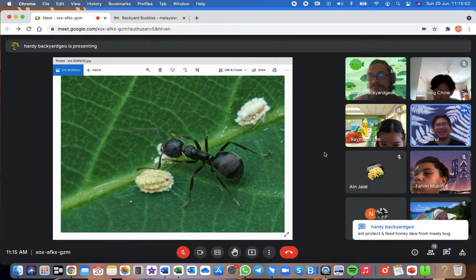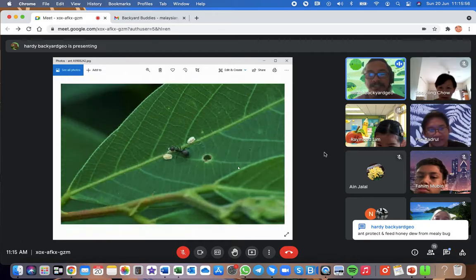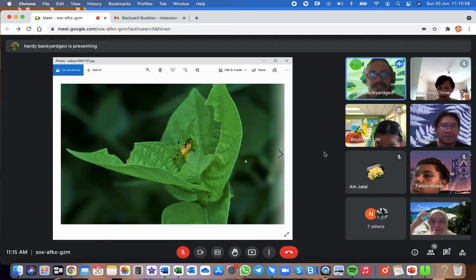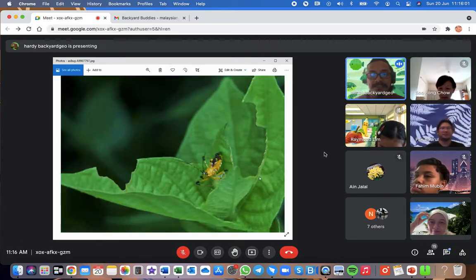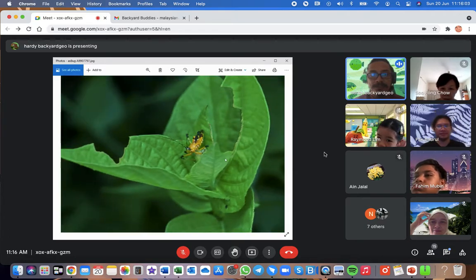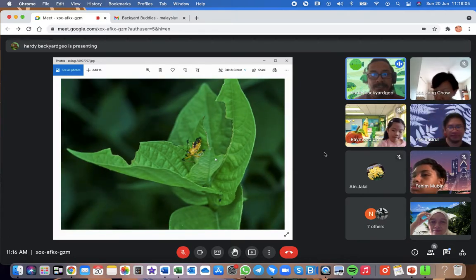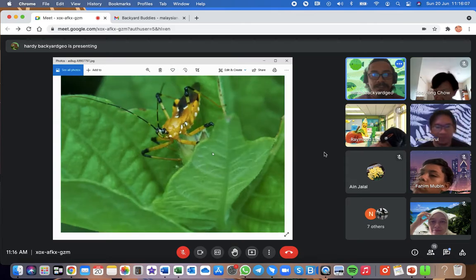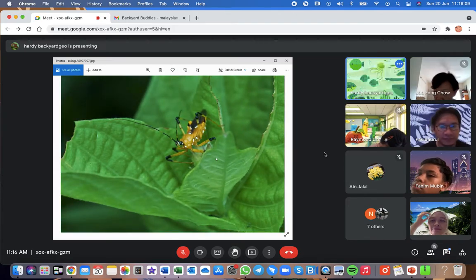Okay, I've got it on the chat. You can check it out. All right, shall we move on? All right, next one. Okay, this is an interesting insect. Also, all my photos are mostly shot at the garden. So you can see over here, this is called an assassin bug.